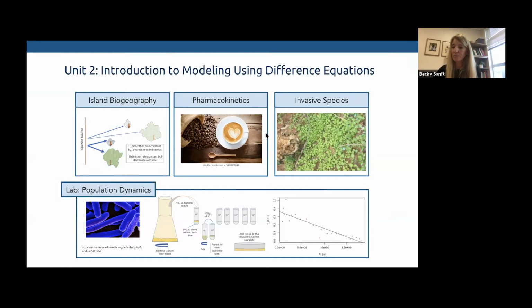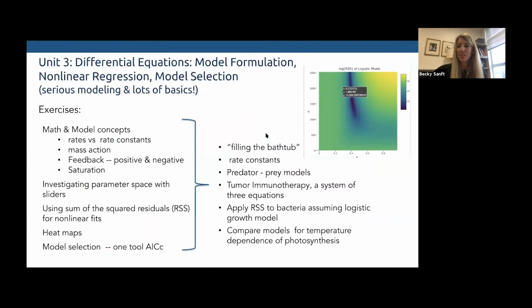The next unit, unit 3, we connect discrete time models with continuous time models here. So we're getting into simple differential equations. We put a lot of emphasis in this unit on the model formulation. So we talk about relative rates, mass action, positive and negative feedback, saturation curves. So how do you take this real world system and translate it to these mathematical relationships?